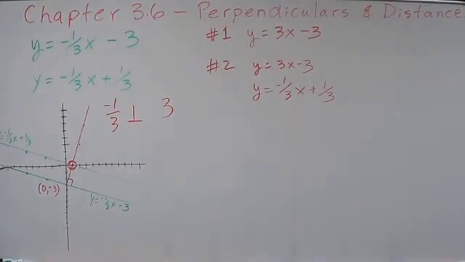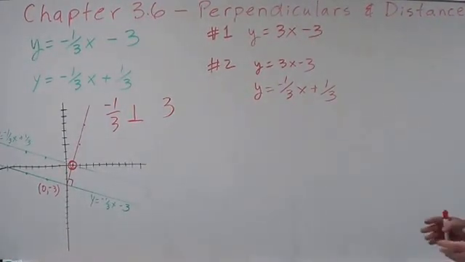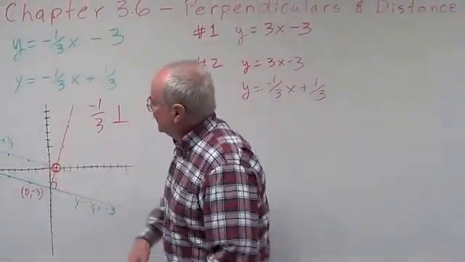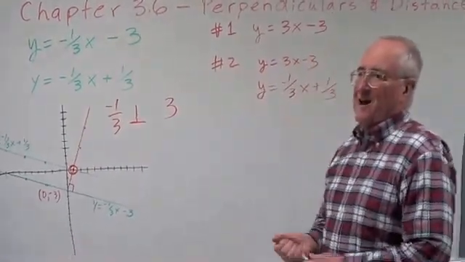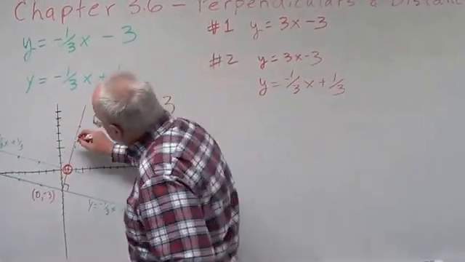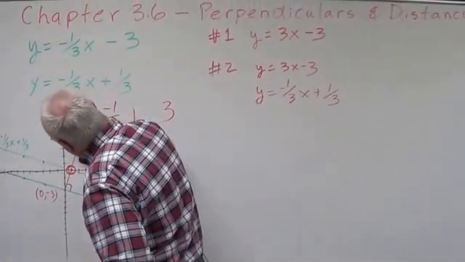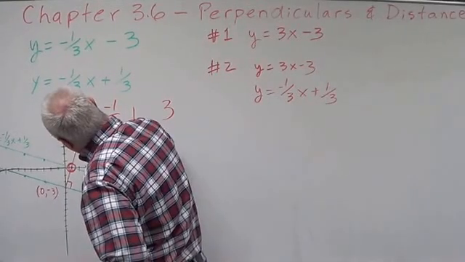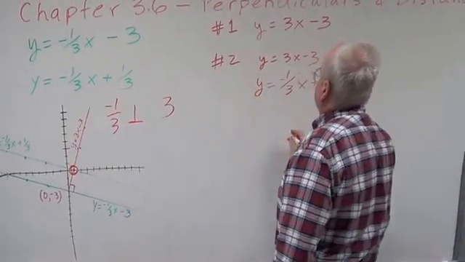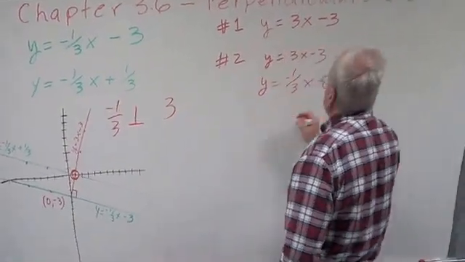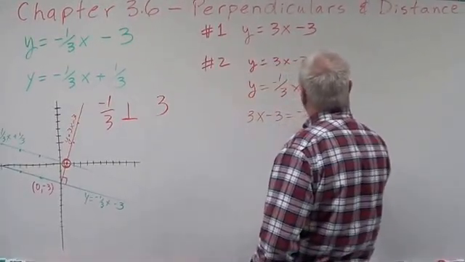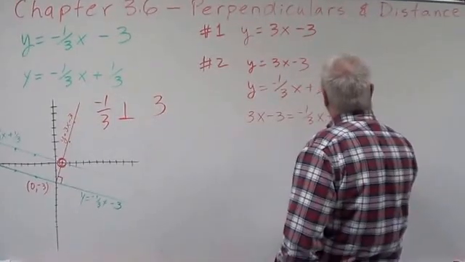You've got 2 cars and they come together and try to occupy the same space at the same time. We call it a wreck. But in a graph, we call that an intersection. The x and y are the same. We want to find out where they are the same. Well, that means this equation, y equals 3x minus 3, and this equation are going to be equal to each other at that point, so let's set them equal to each other. 3x minus 3 equals negative 1/3 x plus 1/3.